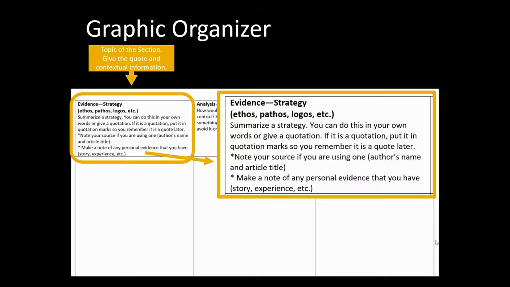Feel free to give quotations here that help you remember that or you think you might want to use later. If you do put a quotation in there, make sure that you're putting quotation marks so you know that it's someone else's words, and make note of which source you got it from so you don't have to hunt through them all again later. And make note of any personal evidence you have that you think would support this evidence or help explain it to your reader.